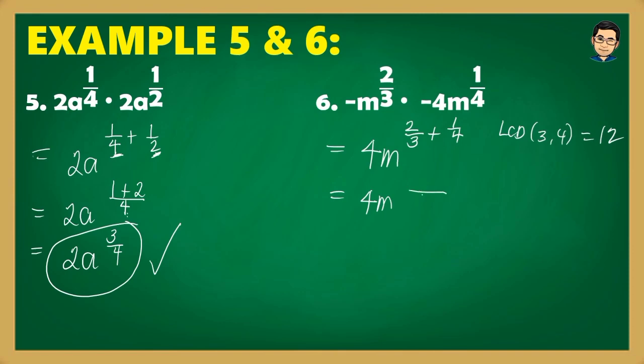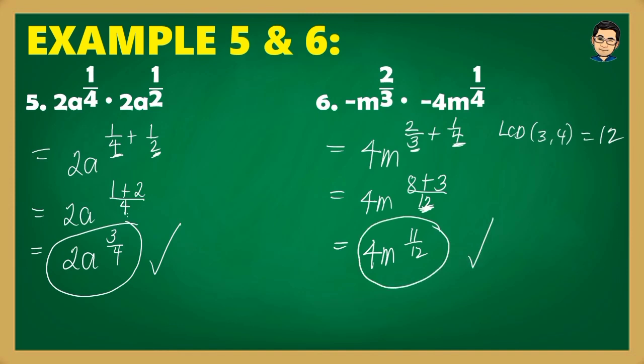yung LCD niya 12, sulat natin sa ibaba. And then, again, 12 divided by 3, 4 times 2, that is 8. Next, plus 12 divided by 4, that is 3, times 1, 3. Sulat natin 3. And then, i-add natin sila, 4m raised to 8 plus 3, that is 11 over 12. So, our final answer will be 4m raised to 11 over 12.